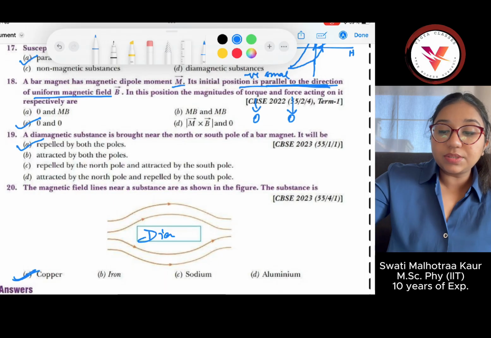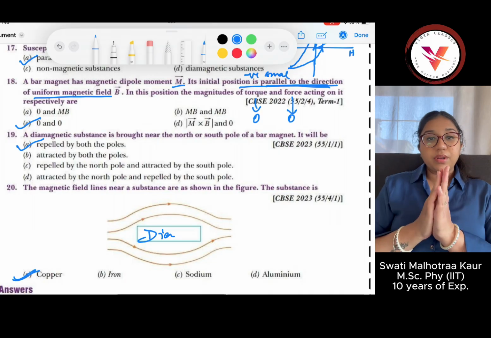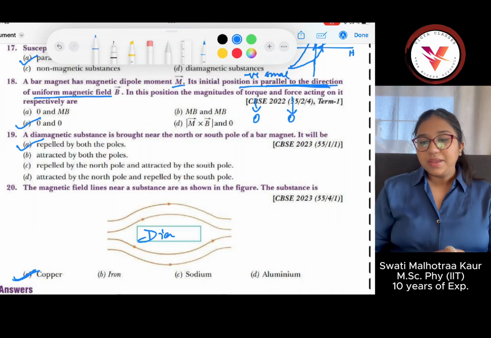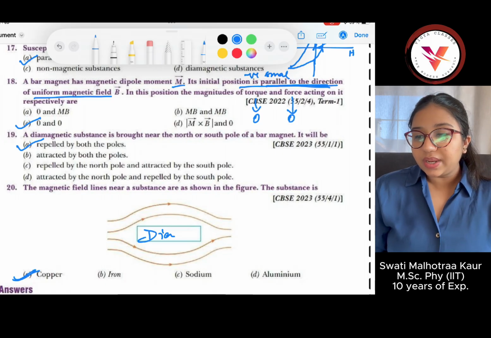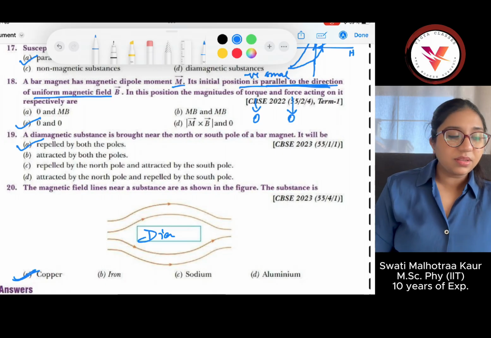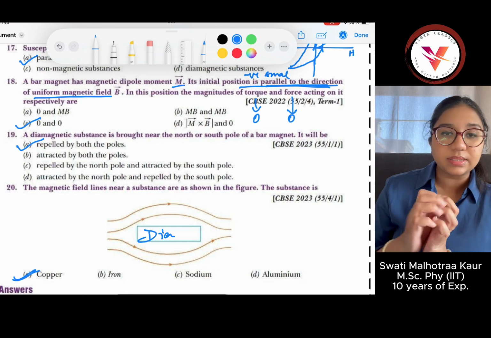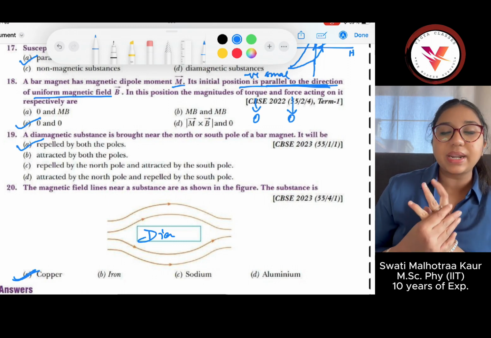So this much for magnetism. छोटा सा chapter है, interesting one, but again it has a lot of concepts. Just learn this last thing, the examples of paramagnets and ferromagnets.